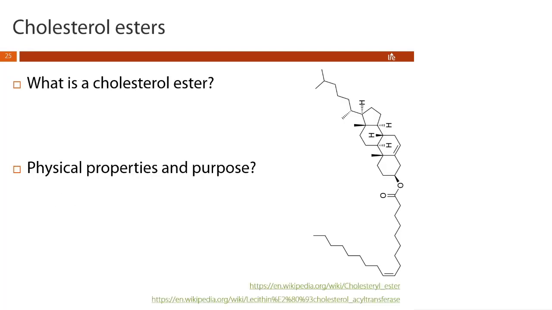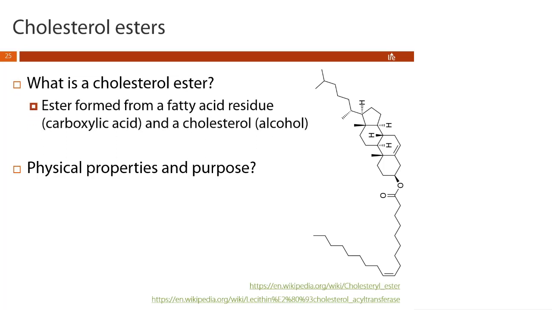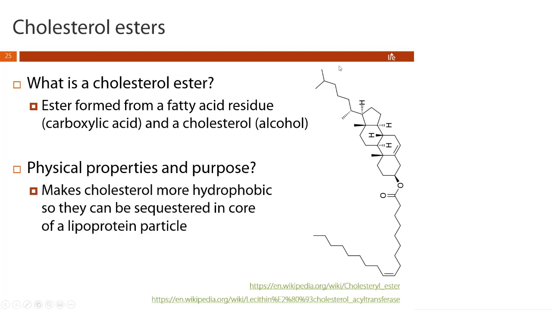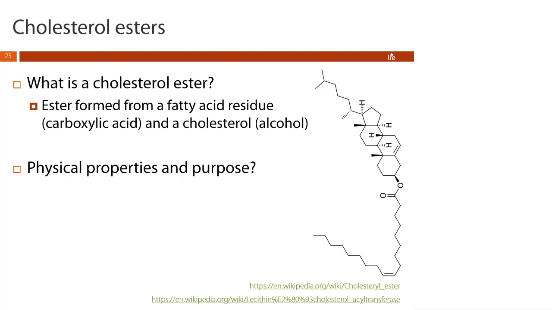Okay, so in the last slide, I mentioned that lipoprotein particles are used to sequester cholesterol esters and triglycerides, but we haven't really talked about what those are yet. A cholesterol ester is just like any other ester that we've talked about so far this semester. It's formed from a fatty acid, which acts as our carboxylic acid residue, and the cholesterol, which acts as our alcohol residue.